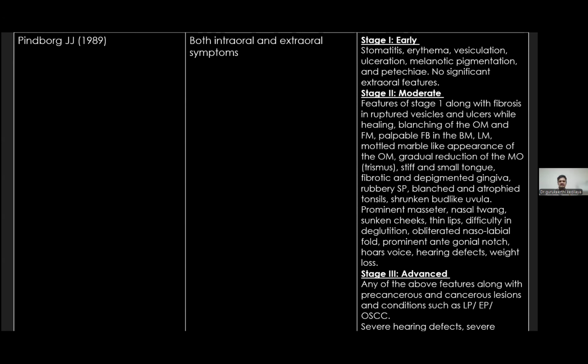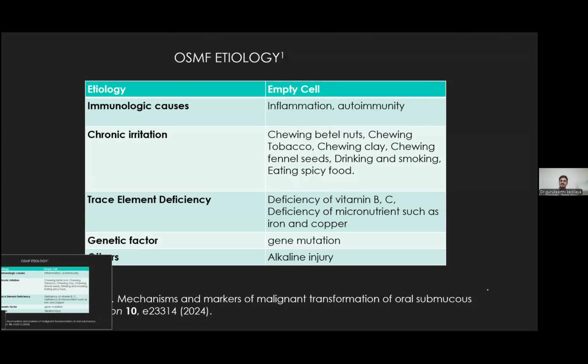Then there is the early advanced stage. I'm not going into the details. At the advanced stage, the patient will have definitive trismus, sometimes as bad as less than 1 centimeter mouth opening. So what are the etiologies of oral submucous fibrosis?